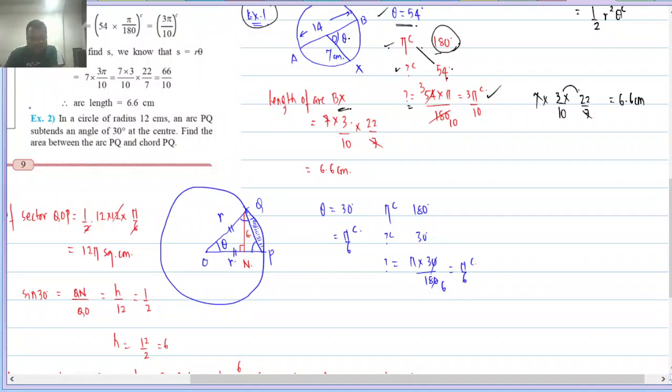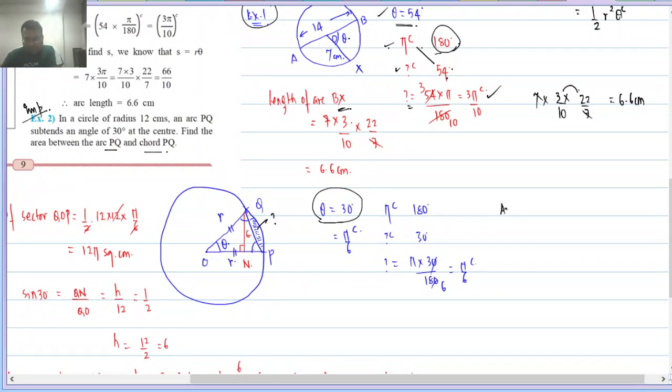This is a very important question. One of the most important questions of this lesson. In a circle of radius 12 centimeters, an arc PQ subtends an angle of 30 degrees at the center. Find the area between arc PQ and chord PQ. So this is the arc PQ, which is subtending an angle theta, given as 30 degrees at the center. I have to find the area of this shaded region, which is the area between arc PQ and chord PQ.